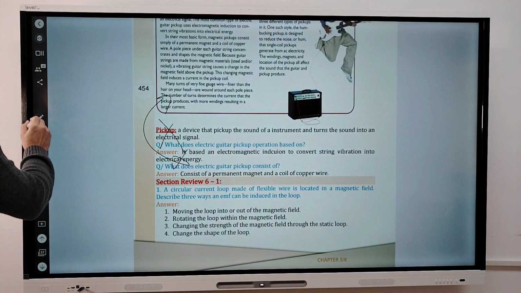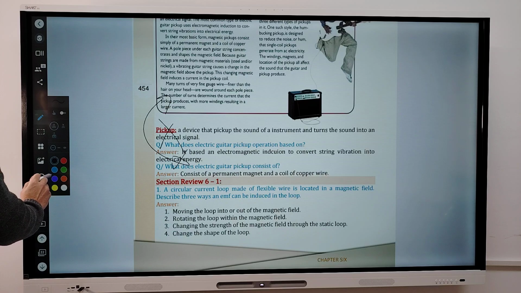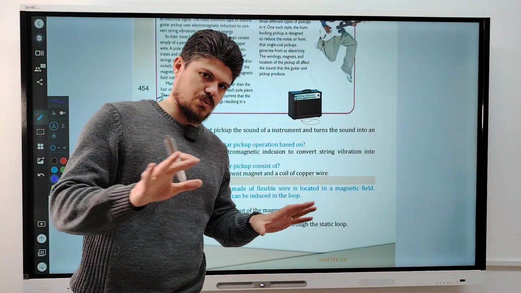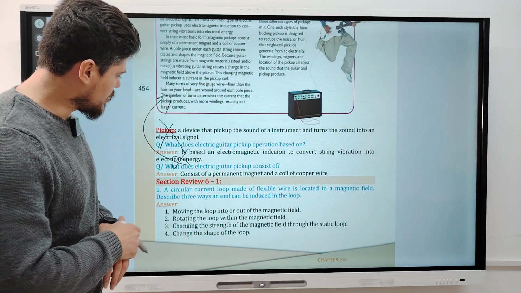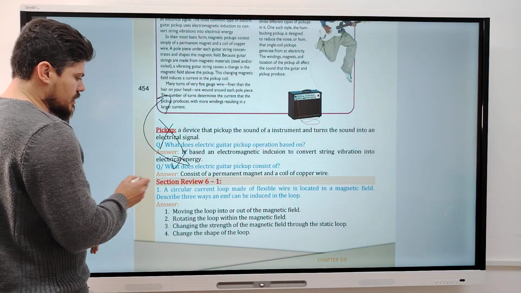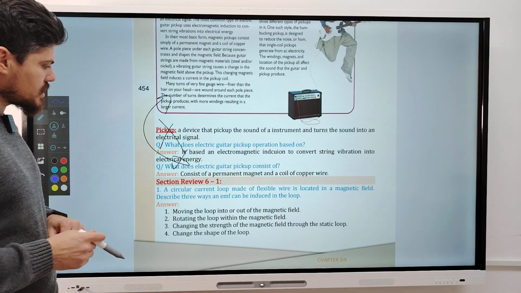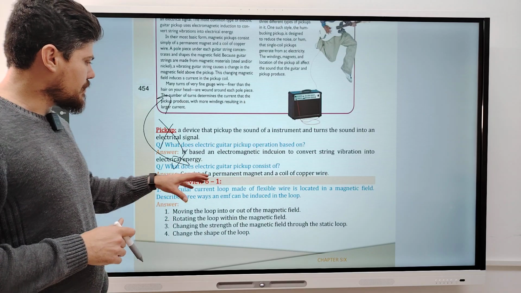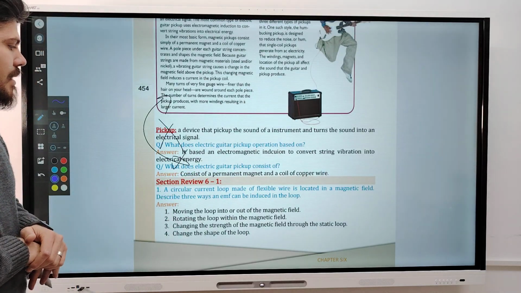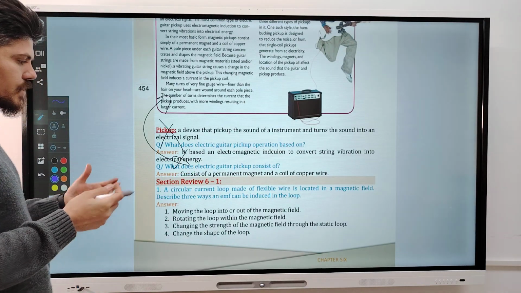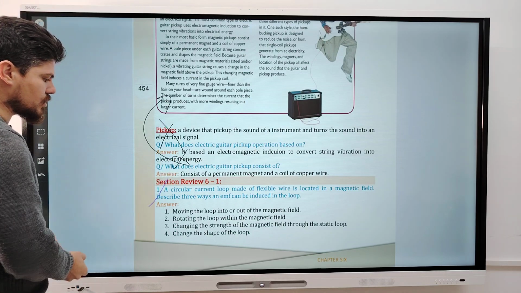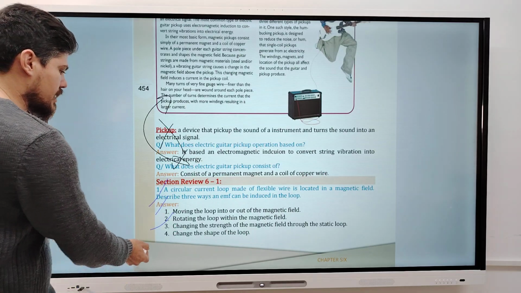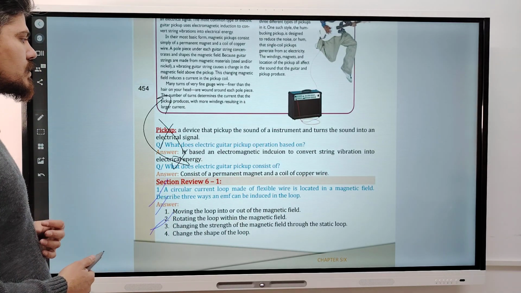Okay, so let's solve the questions of the section review. Section 1. We finished section 1 in chapter 6. Now we're going to solve the questions in the section review. Question 1, a circular current loop made of a flexible wire is located in a magnetic field. Describe 3 ways. We solved this question: by moving the loop into or out, rotating the loop, changing the strength of the magnetic field, and changing the shape or size of the loop.